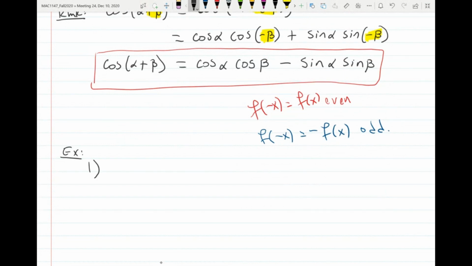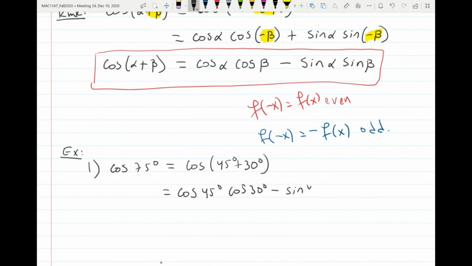So for example, let's say that we wanted to calculate, as before, cosine of 75 degrees without using a calculator. Well, if you want to exactly find this, you should realize that 75 can be written as 45 plus 30. And why are we writing it as this and not 70 plus 5, for example? Well, because 45 and 30 are angles that we recognize, that we know the values of, okay? Now we can use our formula. So this is going to be cos cos minus, it changes the sign, remember, sine sine.